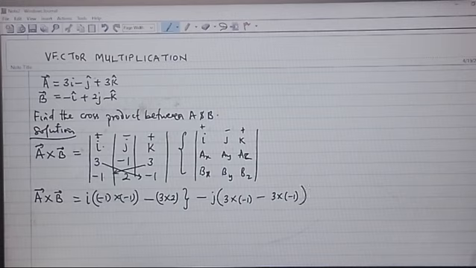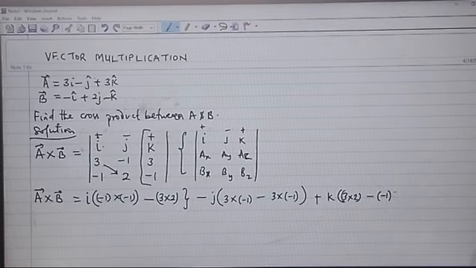Close this bracket, plus k into, if you are working with k as the multiplier, then you have to ignore the column of k and work with i and j. So we block this off and multiply diagonally. So we have 3 times 2, minus 1 times minus 1. That is both of them.